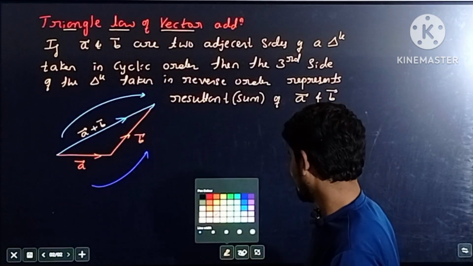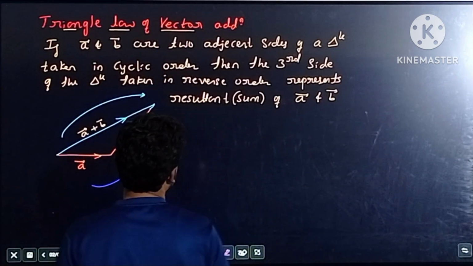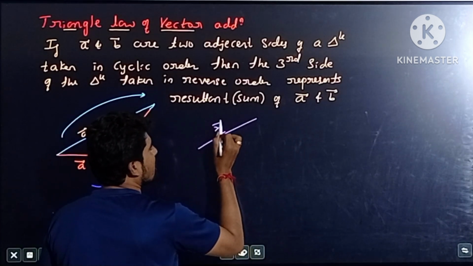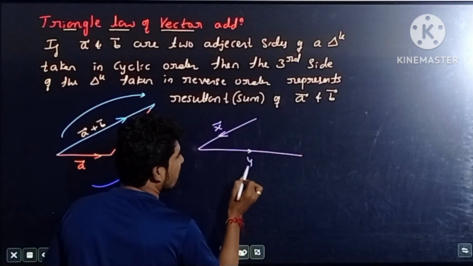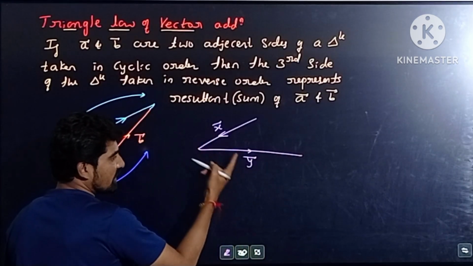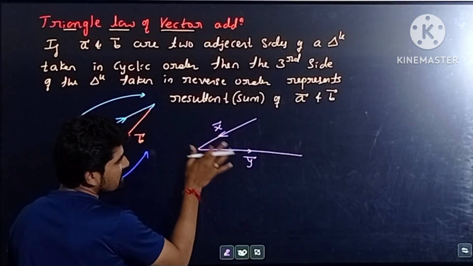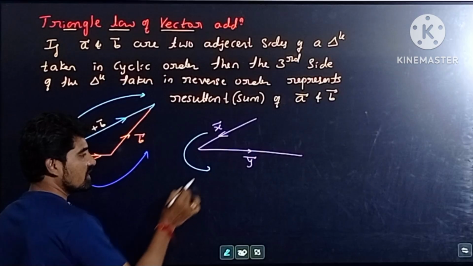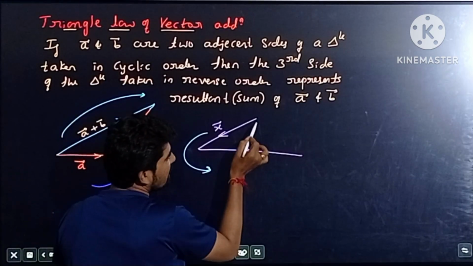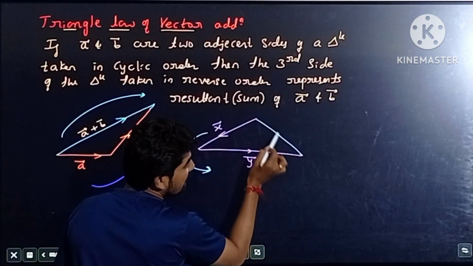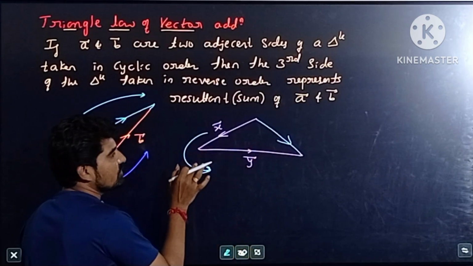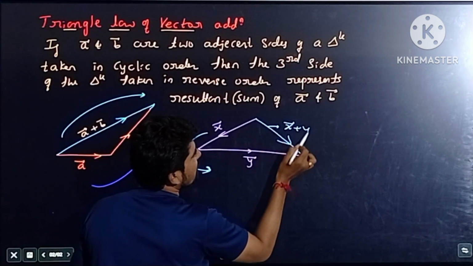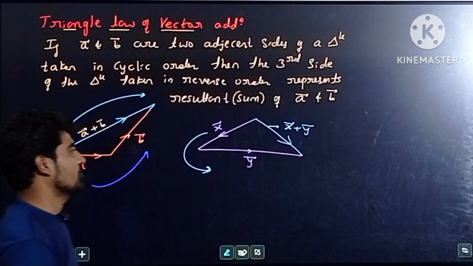So let us consider an example. Suppose this is an x vector and this one is a y vector. Let x vector and y vector be the two adjacent sides of this triangle taken in a cyclic order. Then the third side of this triangle, taken in reverse, represents the resultant of these two vectors, that is x vector plus y vector. I hope all of you are understanding.